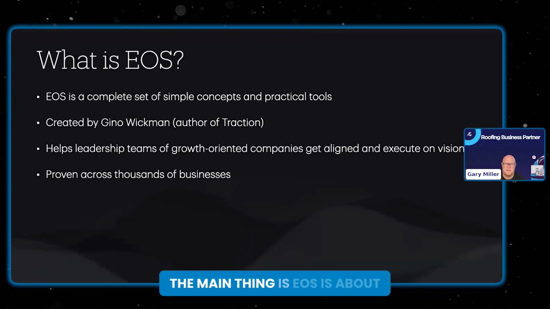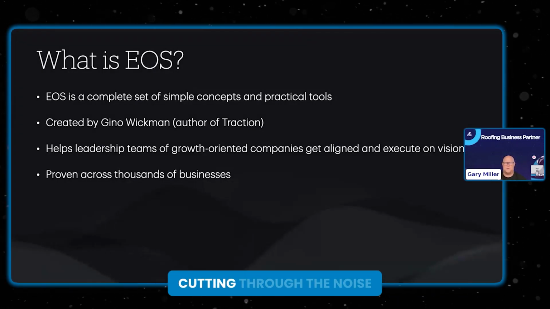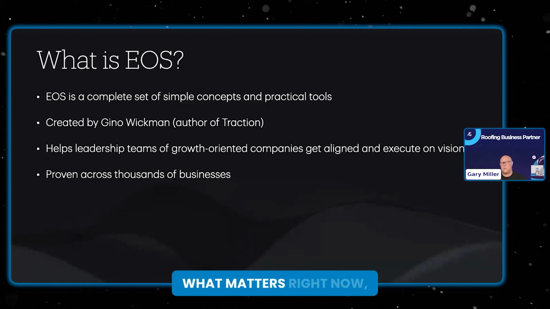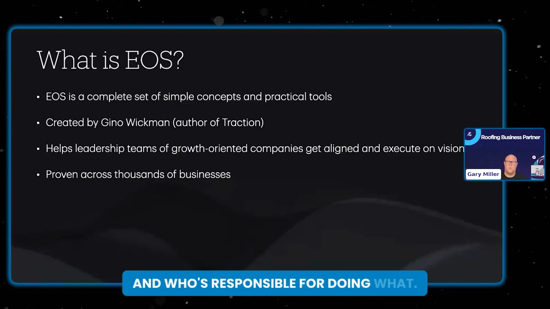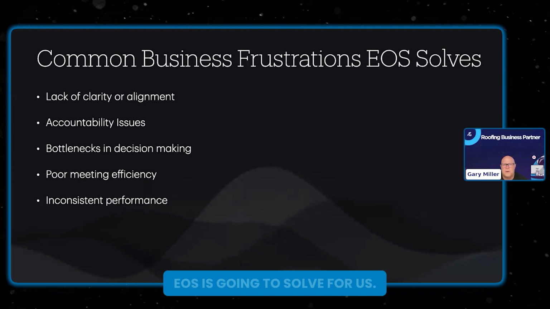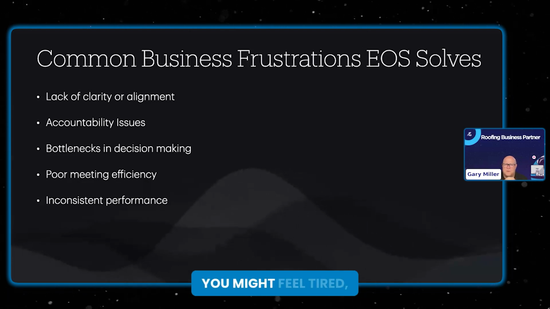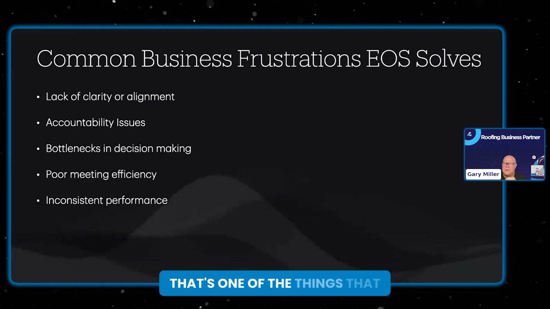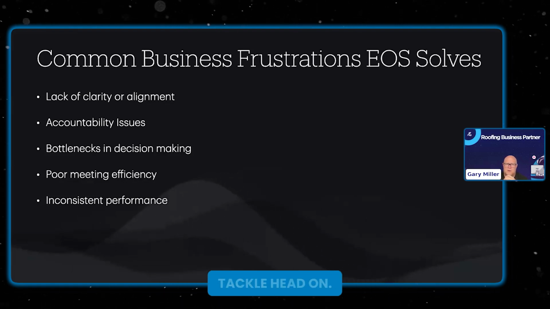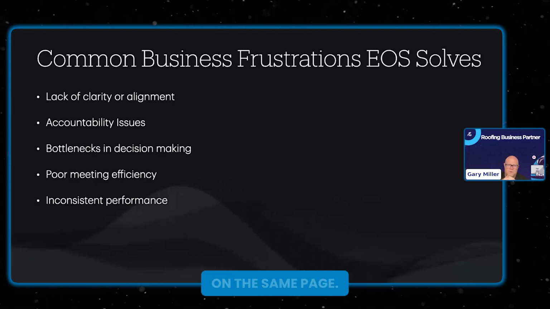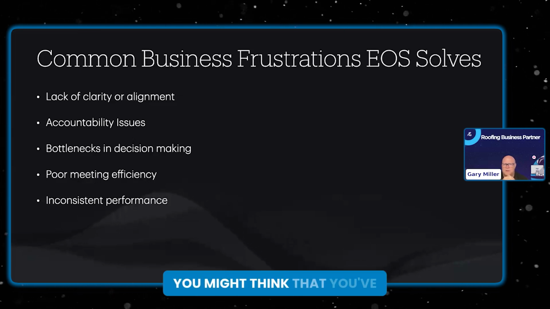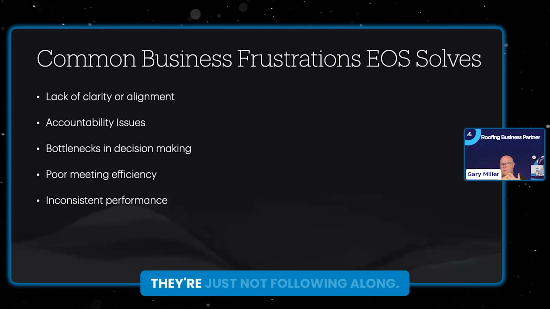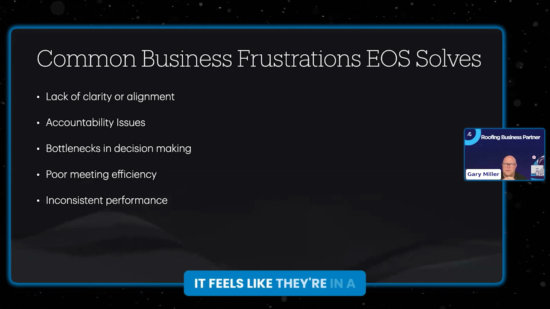The main thing is EOS is about cutting through the noise and making sure everyone in your business knows where you're going, what matters right now, and who's responsible for doing what. So some common frustrations that EOS is going to solve for us. You might feel tired, like only you are doing the heavy lifting. That's one of the things that EOS is going to help you tackle head on. You might think that not everyone's on the same page. You might think that you've got your vision, and when your team walks into the room, they're just not following along. It feels like they're in a different meeting.